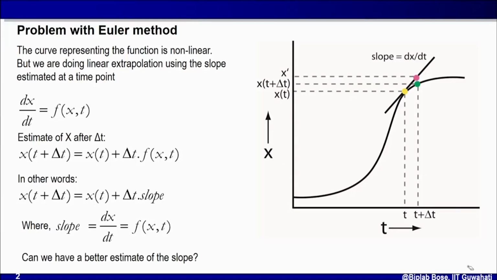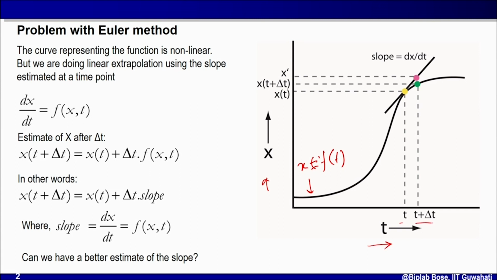Now let us look back into Euler's method to understand why we want to know better algorithm. In Euler's method, suppose your function for x is this solid line shown here in the graph. t is varying on this horizontal axis, x is varying on the vertical axis. At time t, value of x is this one, the yellow point.